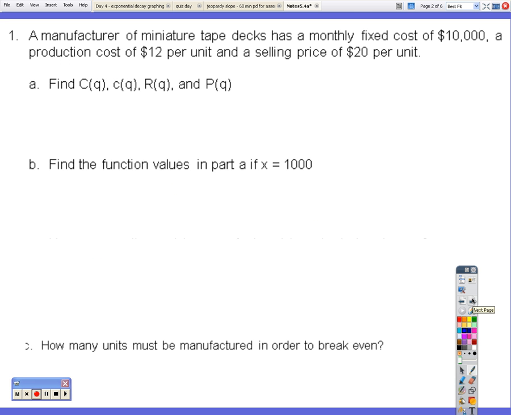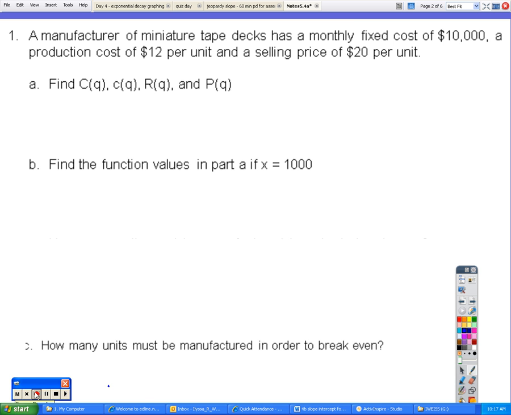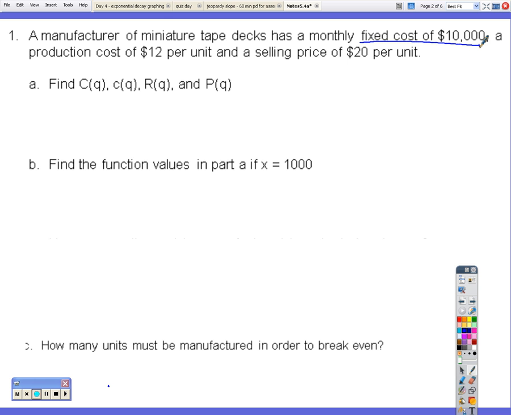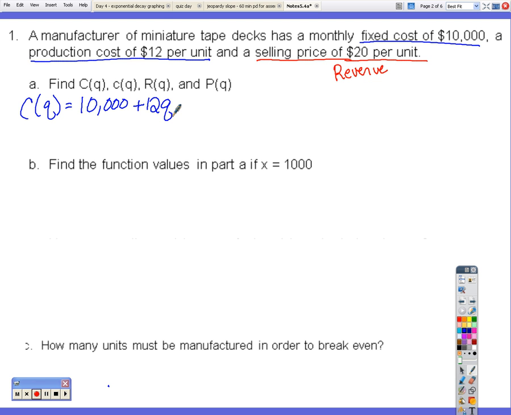So we're going to apply that now to the first word problem in your packet. So looking at this word problem, the $10,000 and the $12 per unit we're going to use for all the cost equations. And the $20 that we're going to sell it for, we're going to use that for revenue. So starting with the cost equation, it's a fixed cost of $10,000 plus $12 per unit.